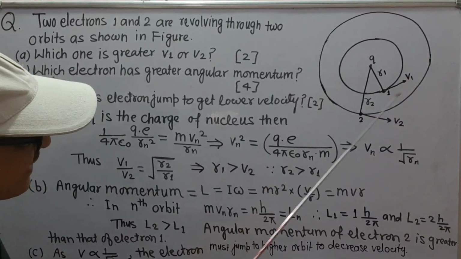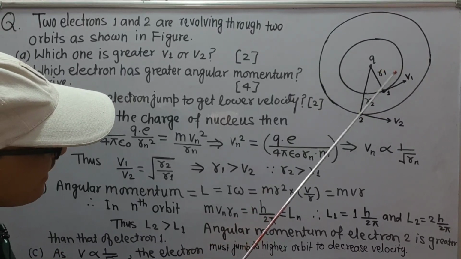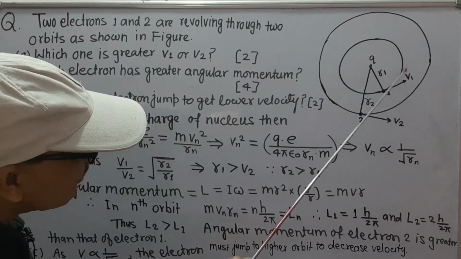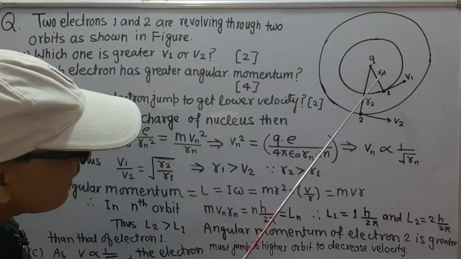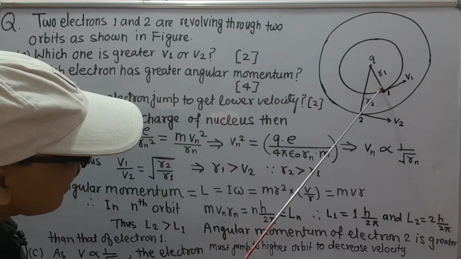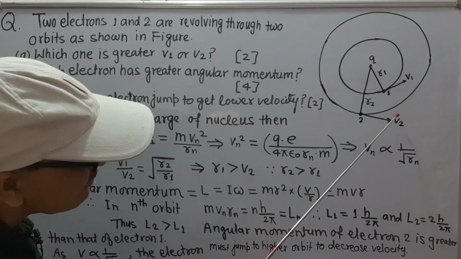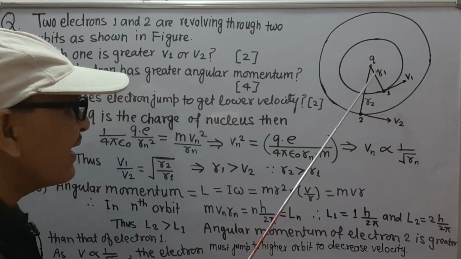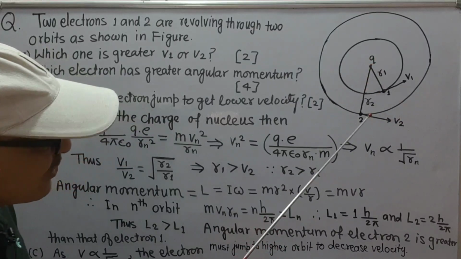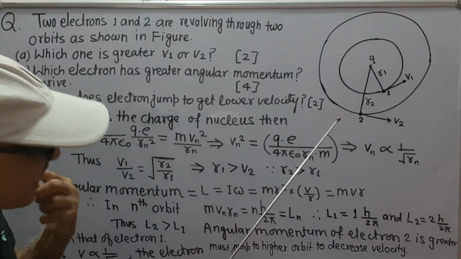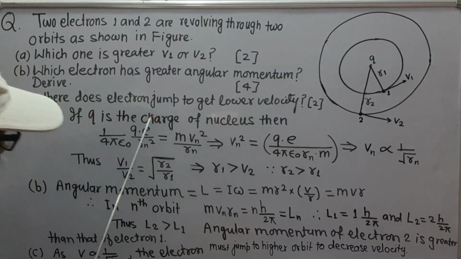Here, this is the diagram in which two electrons 1 and 2 are moving in circular orbits of radii r1 and r2 respectively with velocities v1 and v2 respectively. If q is the charge of the nucleus, then as we know, centripetal force is provided by electrostatic force.